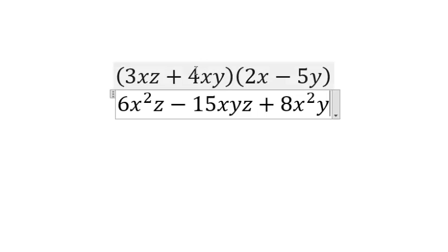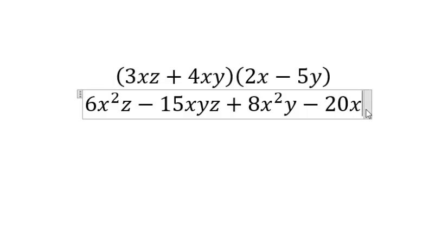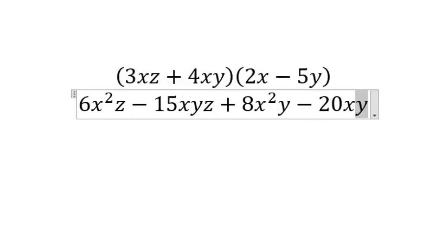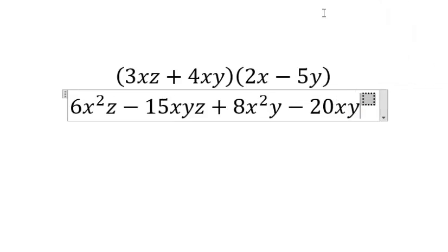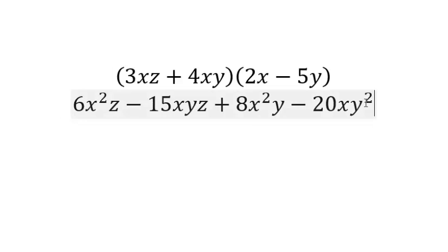Now 4xy times negative 5y. So 4 times negative 5 will be negative 20. X, I just copy it, and y times letter y will be y squared, right? So I'm gonna put y squared. Okay. Now, how am I gonna organize this? This will be the answer, and that's it.